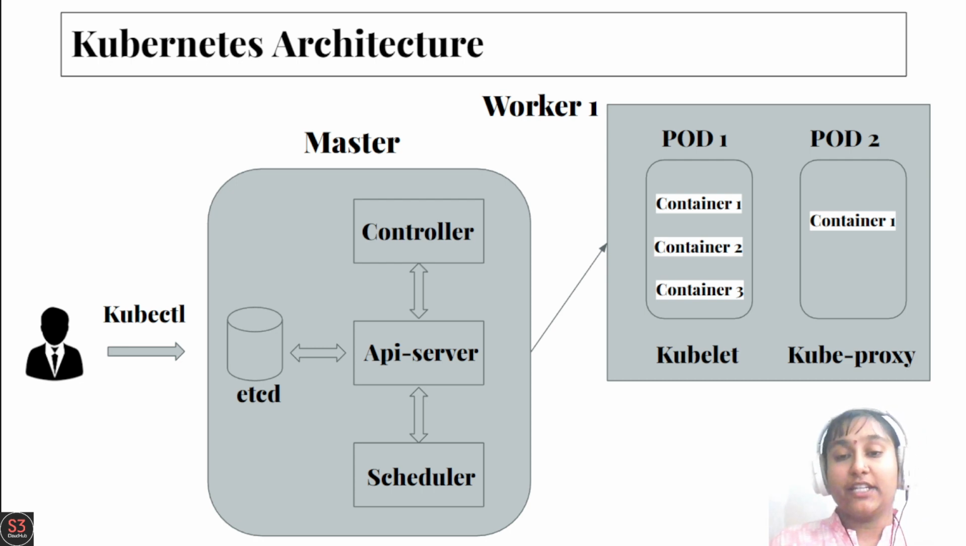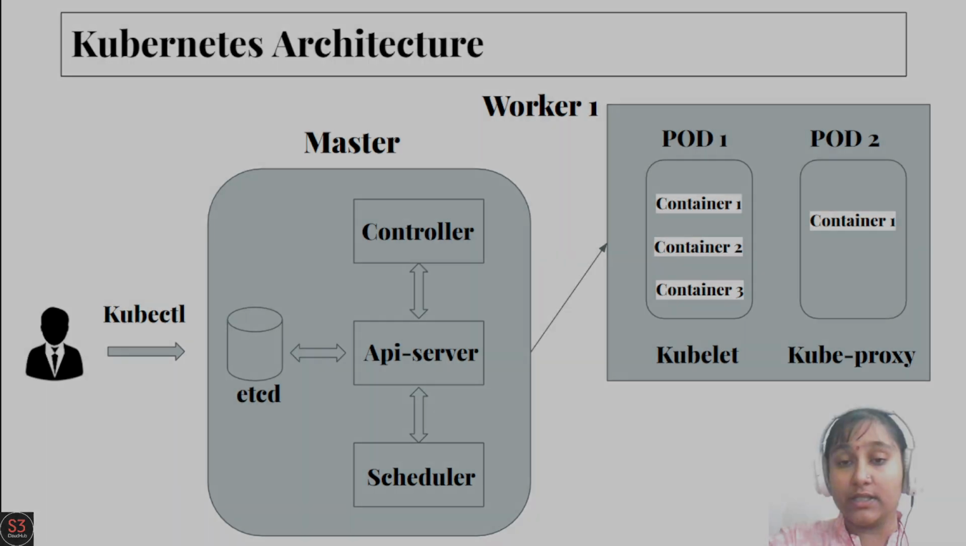Now let's set up our Kubernetes. First of all, we have two different servers here. First one is the master server and second is the worker server. If you want to use Kubernetes locally, then you need to install Minikube for that. Minikube helps you work with Kubernetes on your local system.